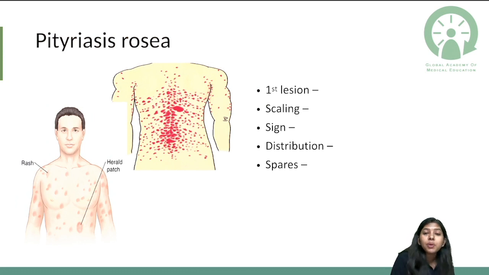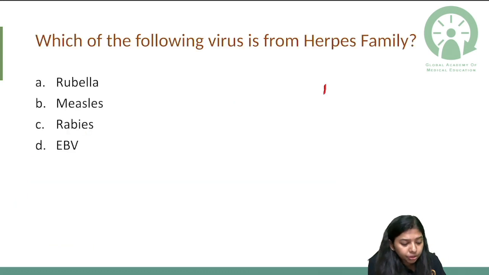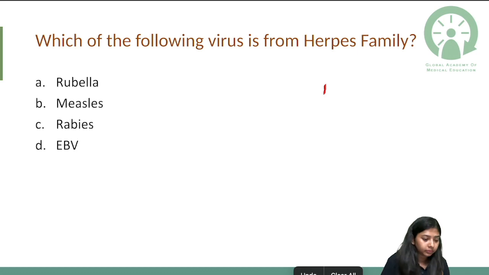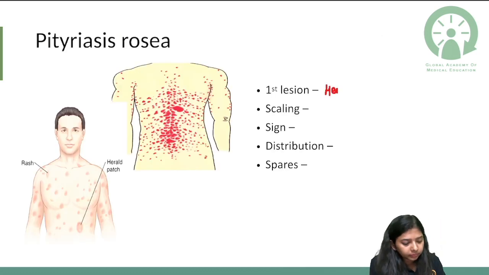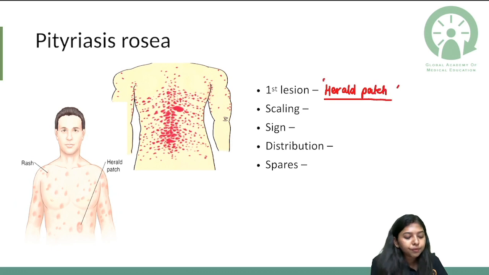Now let's look at a few MCQ points of pityriasis rosea. What is the first lesion that develops in pityriasis rosea? It's a herald patch. This is the first lesion to develop because it heralds the development of other lesions by 2 to 3 days, and it's seen here on the trunk. It can be present on the neck or trunk. Scaling, we have already learned, is a collarette scale.